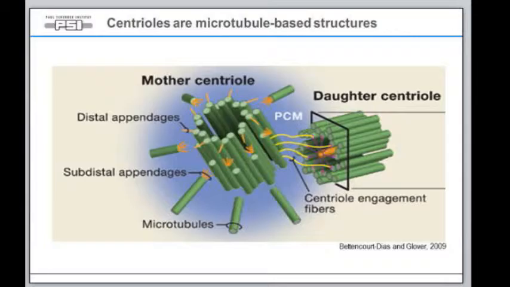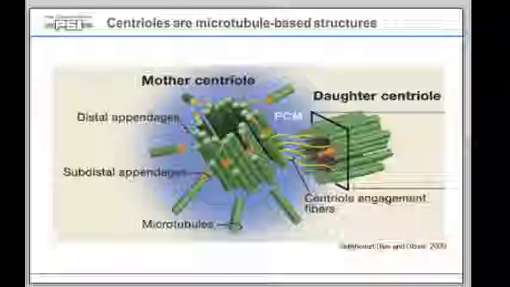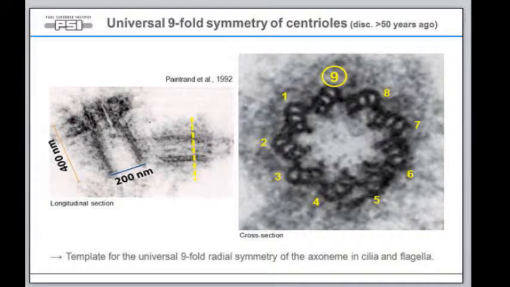Two centrioles, the mother centriole and the daughter centriole. Here you see the microtubule triplet blades. The centrioles are surrounded by a matrix of proteins called the PCM. A special feature of centrioles is that in electron micrographs, here a longitudinal section of two centrioles, mother and daughter, and here a cross-section along this region, you see that these microtubule triplet blades are arranged into a nine-fold symmetry.